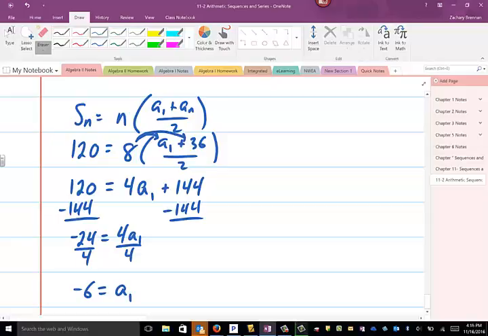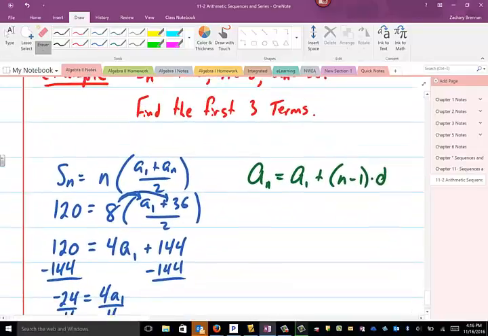Okay, I had to find the first 3 terms, so I now found the first term. All right, we'll see if you've figured this out by now. There's one thing I need, and if I have that one thing, I can generate all my other terms. That's the common difference, D. You're going to get it from the formula a sub n equals a sub 1 plus n minus 1 times D, and there's D.